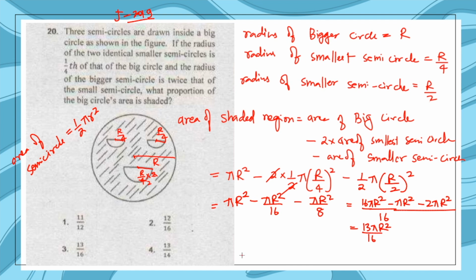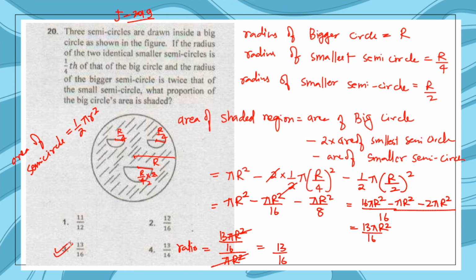So they are asking what portion of the bigger circle is shaded. So the ratio which you need to find out, the required ratio, will be 13 pi capital R square upon 16 divided by the area of the bigger circle, that is pi capital R square. So this and this get cancelled out. The answer will be 13 upon 16, or 13 ratio 16, which is option number 3.